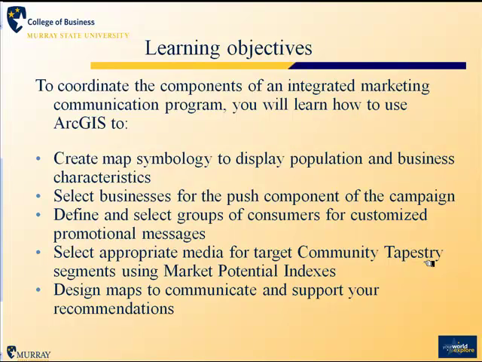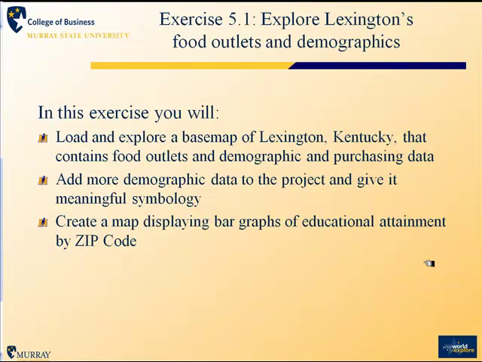What we're going to do as we proceed through this project is to help you learn how to create map symbology to display population and business characteristics, to use the query characteristics of a GIS to select businesses for the push component of the campaign, and groups of customers for customized promotional messages related to the campaign. You'll select appropriate media for target community tapestry segments using market potential indices, and then use maps to communicate and support your recommendations. You'll start in Task 1 by exploring the food outlets and demographics of Lexington, Kentucky.